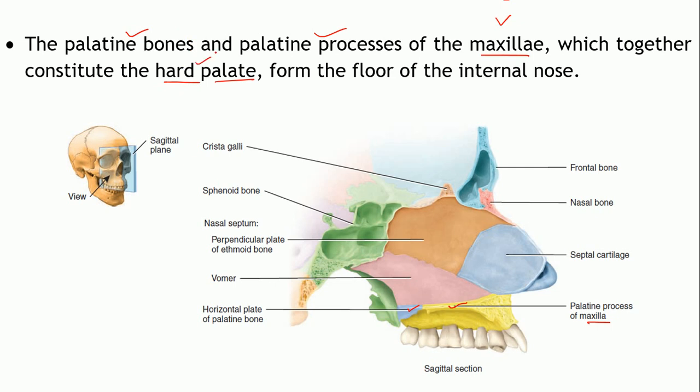Remember the hard palate also forms the roof of the oral cavity, right? Okay, it forms the roof of the oral cavity which is present over here. The nasal cavity is located just superior to the oral cavity. So this same structure, that is the hard palate, will also form the floor of the internal nose, the hard palate, which comprises the palatine bones and the palatine processes of the maxillae.